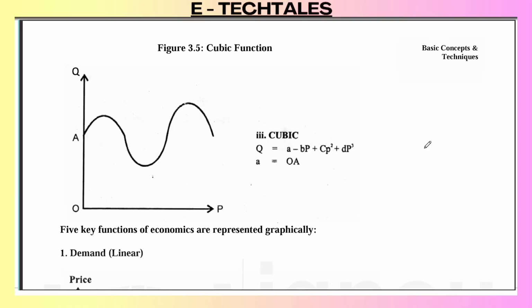So for the cubic, the equation is like there is a cube in the end of the equation. So first trend, if it goes in a negative direction, this is denoted by a negative one. Then it is going up in a positive direction, like plus cp square, and then again in a positive direction, plus dp square, dp cube. Okay, so this is the formula for the cubic function.